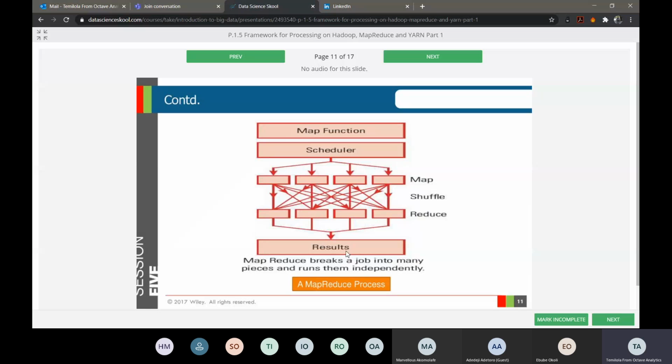So for Marvelous that asked me about the advantage of MapReduce over earlier systems, MapReduce breaks your job into many pieces and runs them independently. So it runs them simultaneously, just like your batch processing. It breaks it into different sections, different columns, then runs it simultaneously. So this is a typical MapReduce process. I don't know if I've been able to answer your question, Adetoro. Hope it is clear now.